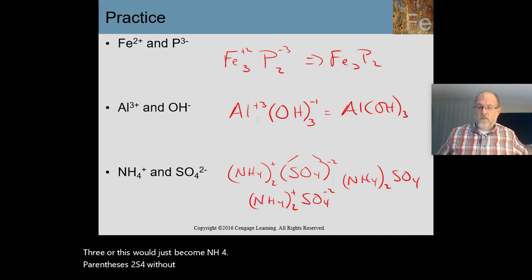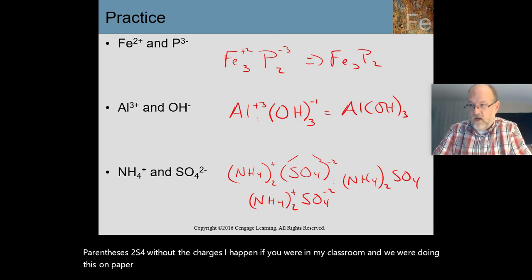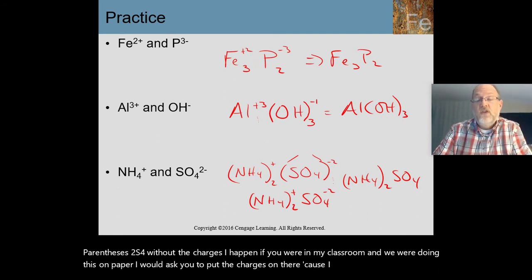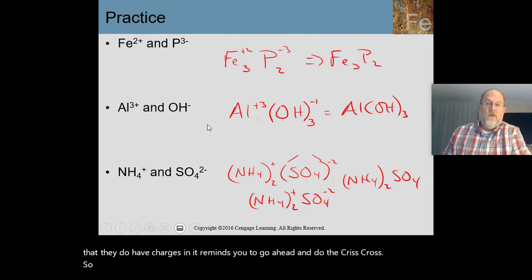If you were in my classroom and we were doing this on paper, I would ask you to put the charges on there because I like to make sure you realize that they do have charges, and it reminds you to go ahead and do the crisscross. Okay, so that's the ionic formula writing.